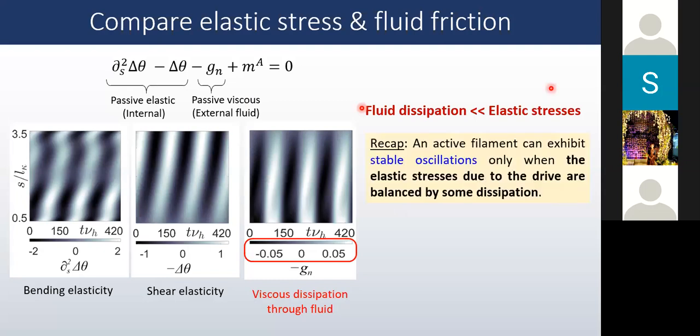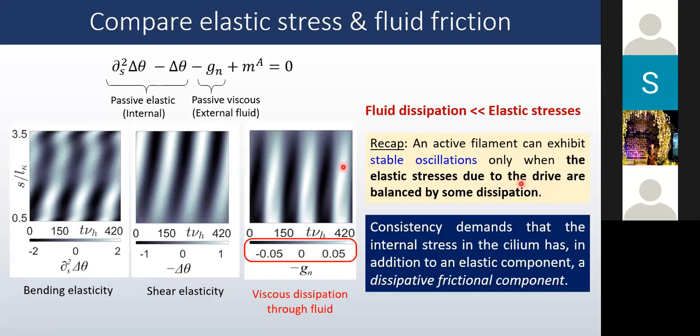So a quick recap is that an active filament can exhibit such oscillations only when the elastic stresses, that is, those due to the active drive, are balanced by some significant source of dissipation. And as fluid dissipation cannot account for it, consistency demands that the internal stress in the cilium, that is the filament itself, has a dissipative frictional component.